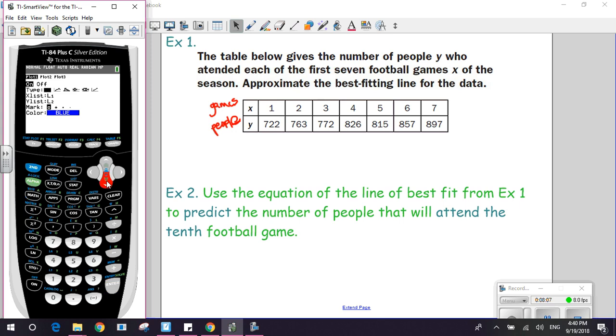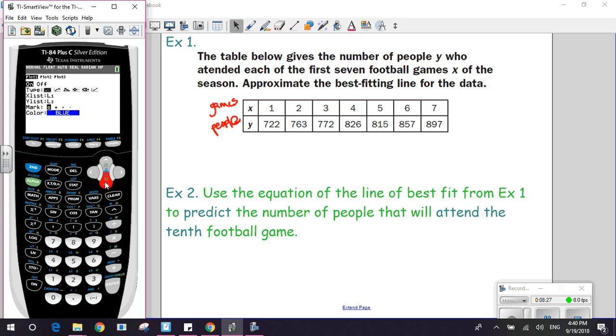Then we drop down, and when it asks for type, we want the first one. That's the scatter plot. So it's already highlighted. Great. It wants to know what list has our X values. So it's in list 1. So we don't need to do anything there. The second thing is, where's our Y's? We put our Y's in list 2.